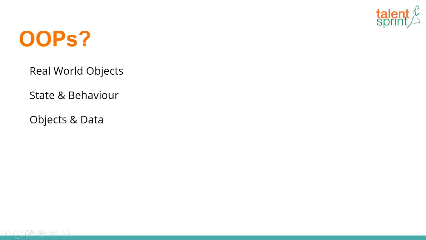So what is OOPS? Three things that you need to remember when you're talking about OOPS: real world objects, states and behavior, and objects and data. Okay, so what do you mean by real world objects?